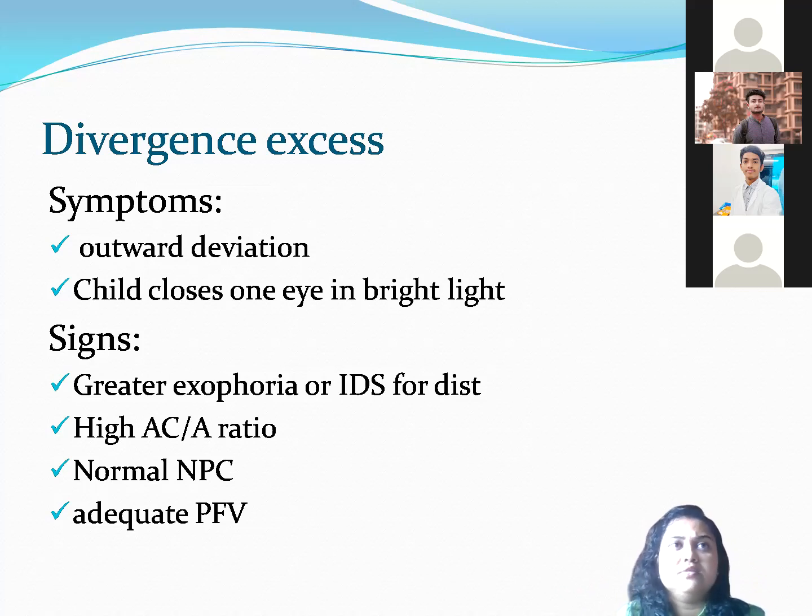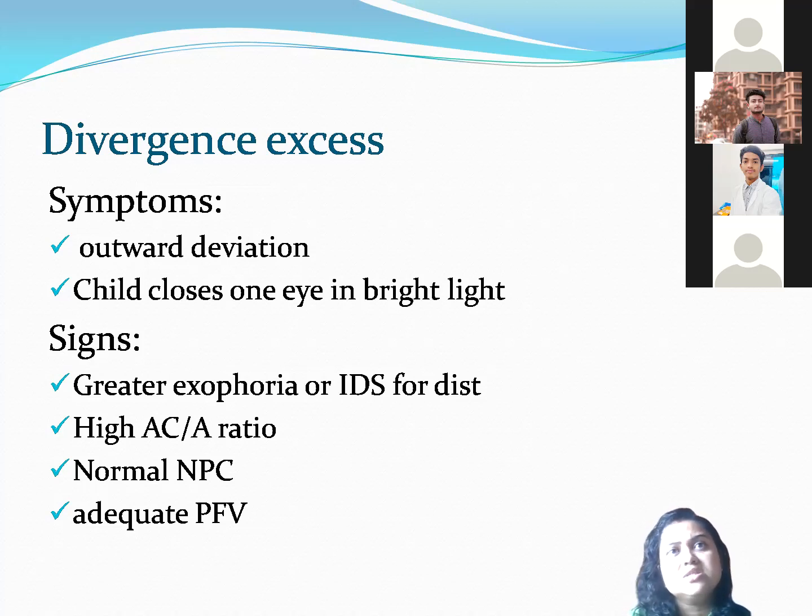How can we do that? Suppose you are doing a prism bar cover test and have measured the distance exotropia. The patient has a distance exotropia of about 20 prism diopters. So definitely he cannot fuse at distance. His eyes will always go out like this. So how to train that patient? First we train this kind of patient with very basic exercises like the Brock string exercise.